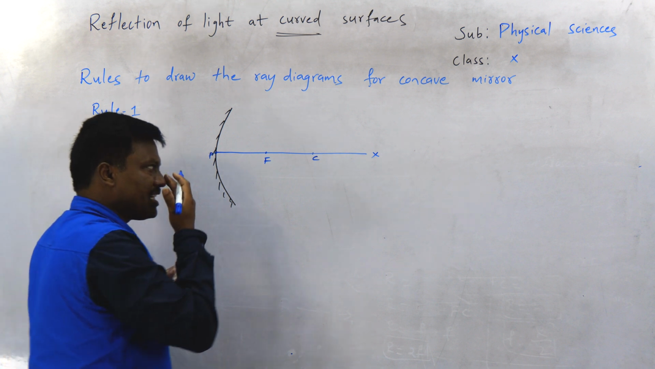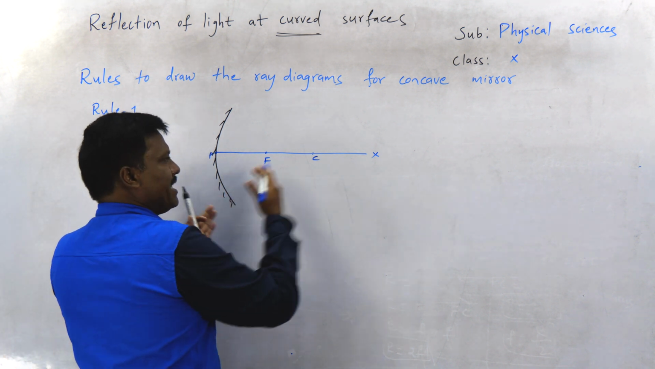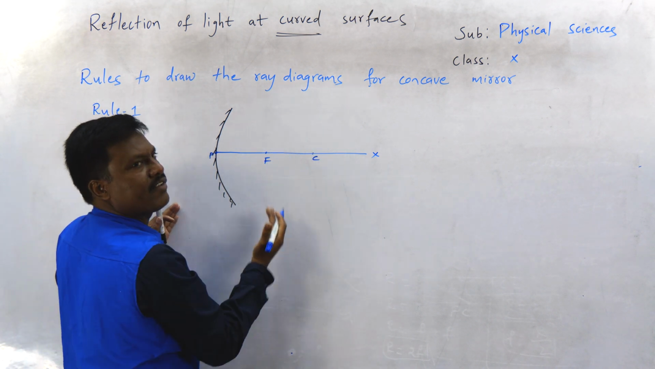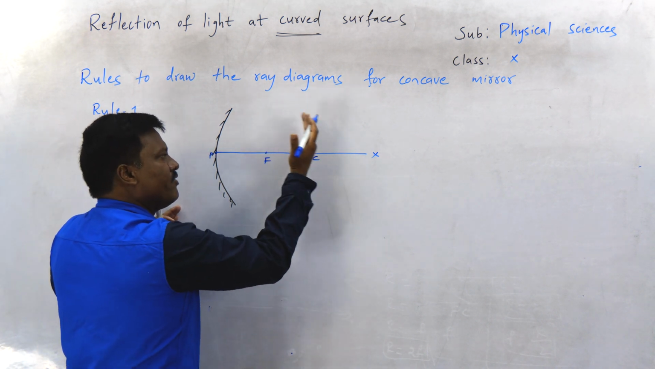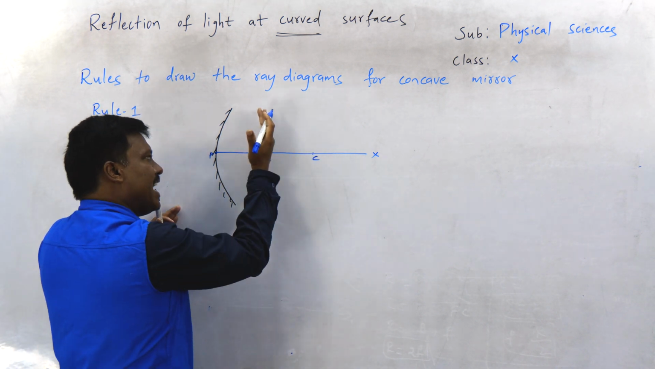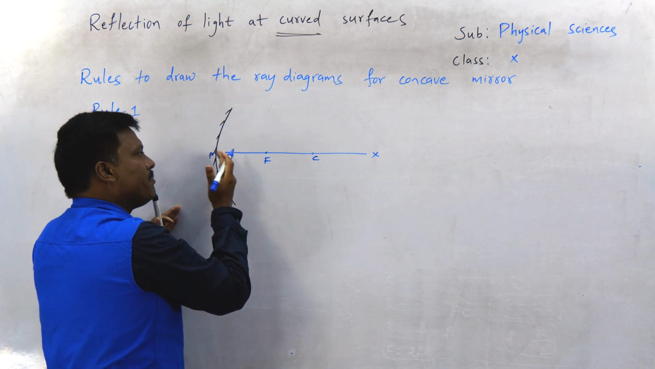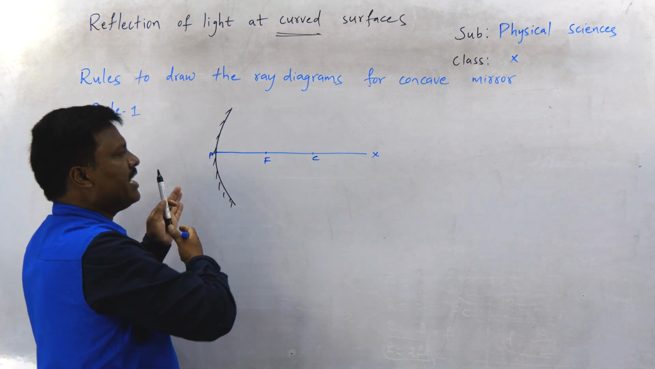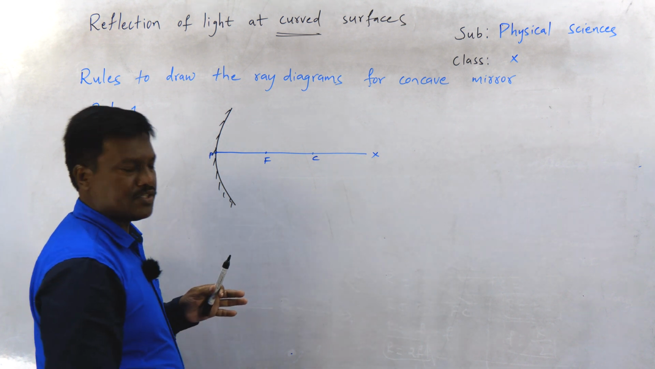We can place the object anywhere on the principal axis. We can place it at infinity, beyond the center of curvature, at the center of curvature, between the focus and the center of curvature, at the focus, and between the pole and the focus also. So we can keep the object at different places.